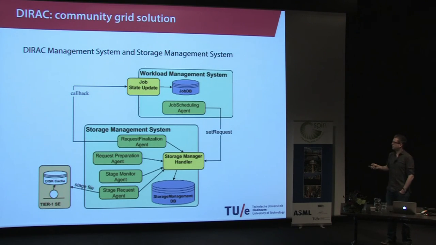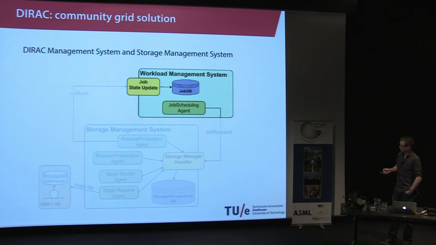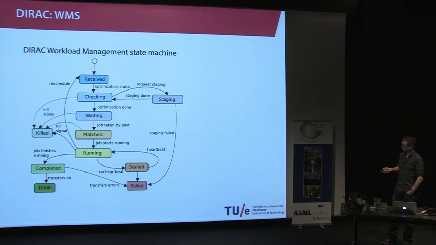Something more tricky happened with the workload management system, and given time, I'm just going to quickly go through that. So again, they were kind enough to provide one of these diagrams indicating how the happy flow workflow should actually go. So there's a number of states that you can go through, and there would be two terminal states, either done or failed.